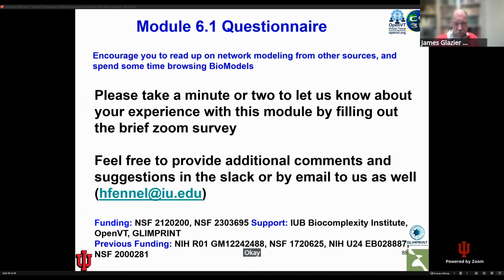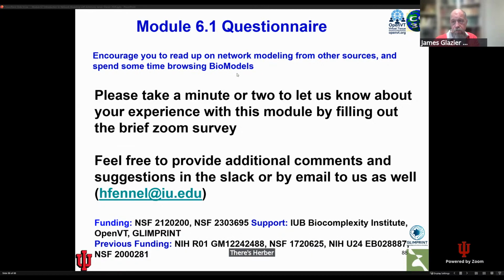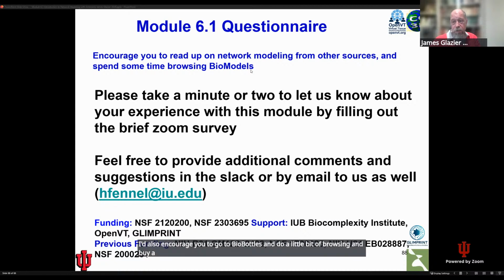Okay, so that's what I had for us for today. I encourage you very strongly to read up on network modeling from other sources. As I mentioned, there's that great Caltech course. There's the Uri Alon course, textbook. There's Herbert's textbook. There's my online course material. I'd also encourage you to go to BioModels and do a little bit of browsing to see what kinds of models are available out there.